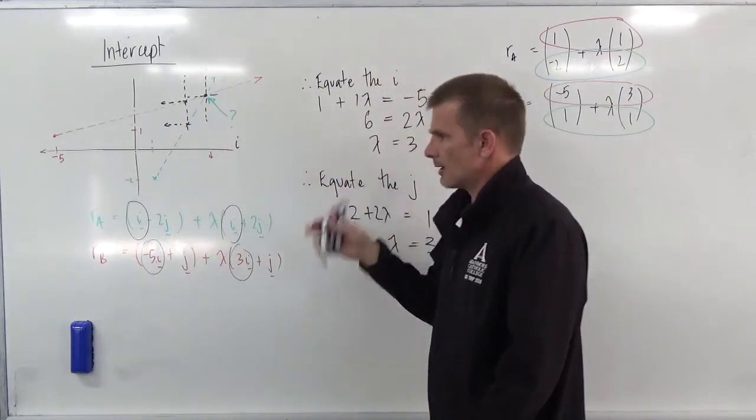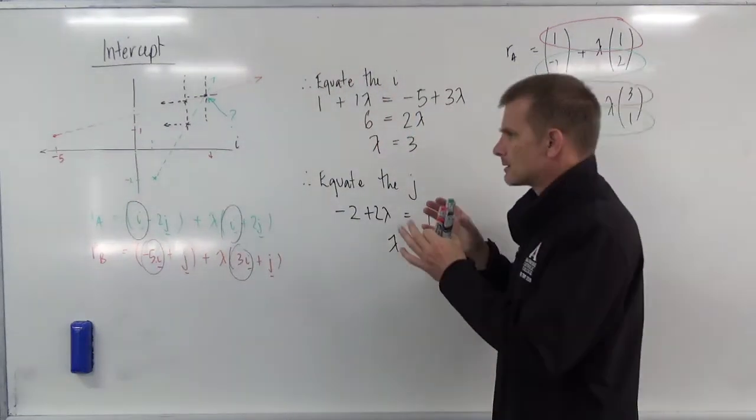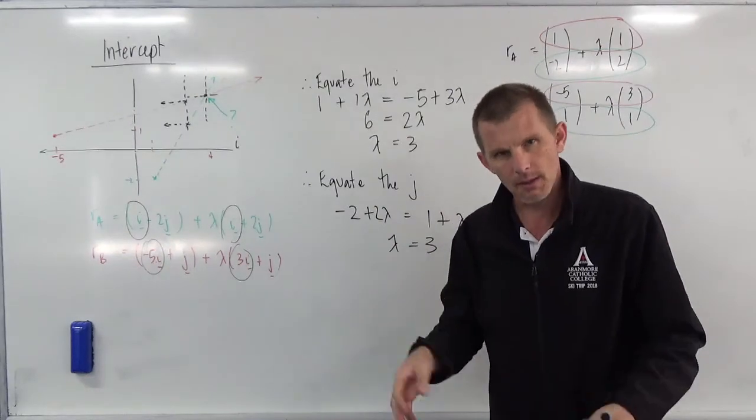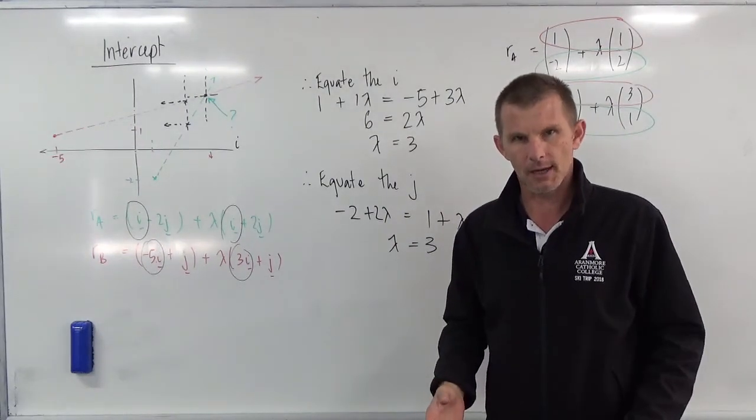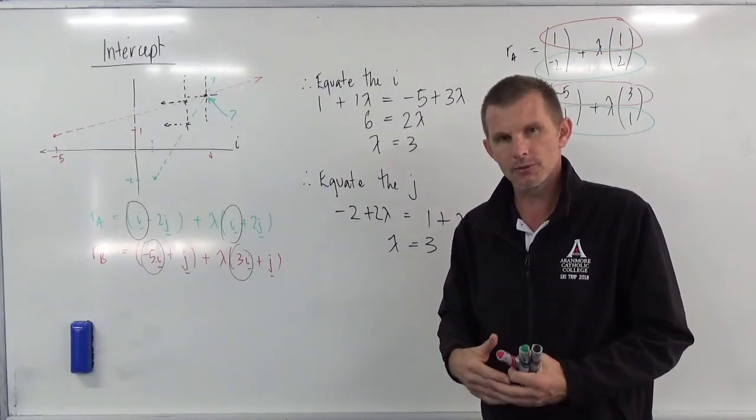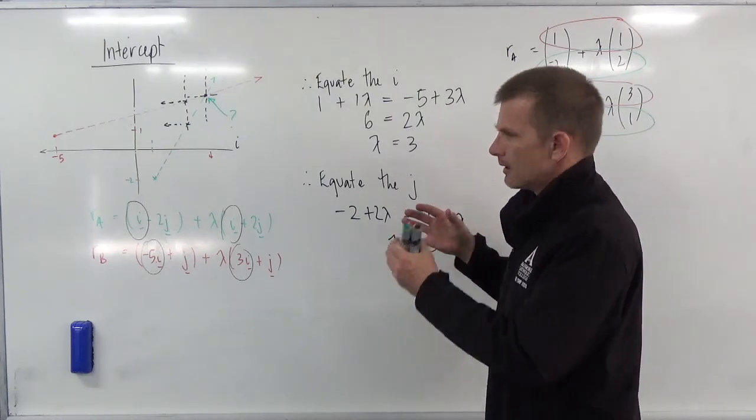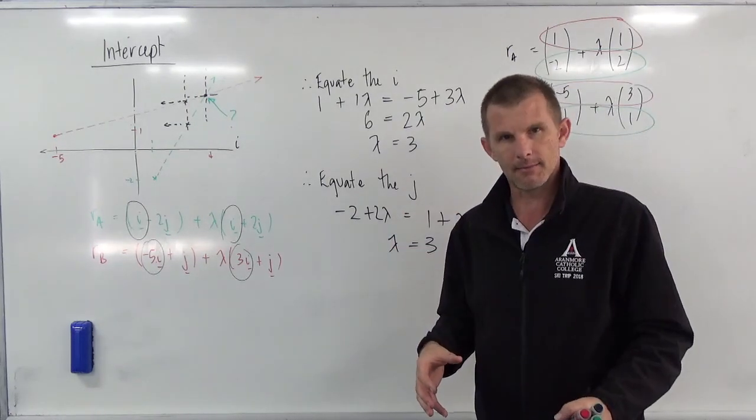Hopefully this intercept idea has worked for you. It's not a difficult thing, and really the number crunching is where you make your mistakes. So get your calculator to do as much as possible, get the idea, and then just get the calculator to number crunch for you.